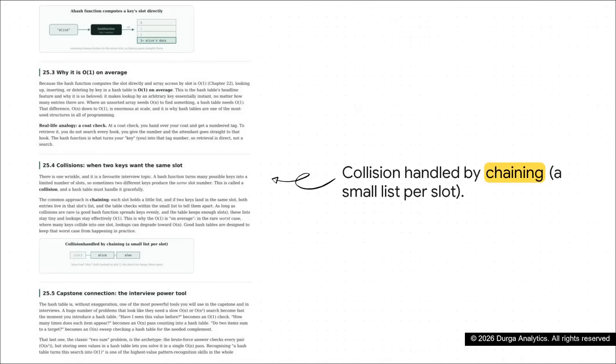The most common workaround here is a really slick technique called chaining. Notice on the slide how, instead of holding just one piece of data, each slot actually holds a tiny linked list. This means if keys like Alice and Alex both happen to hash to slot 3, they just share that slot by linking together, without overwriting each other. As long as your hash function is doing its job and spreading keys out evenly, these lists stay super tiny, and your lookups stay effectively O(1).